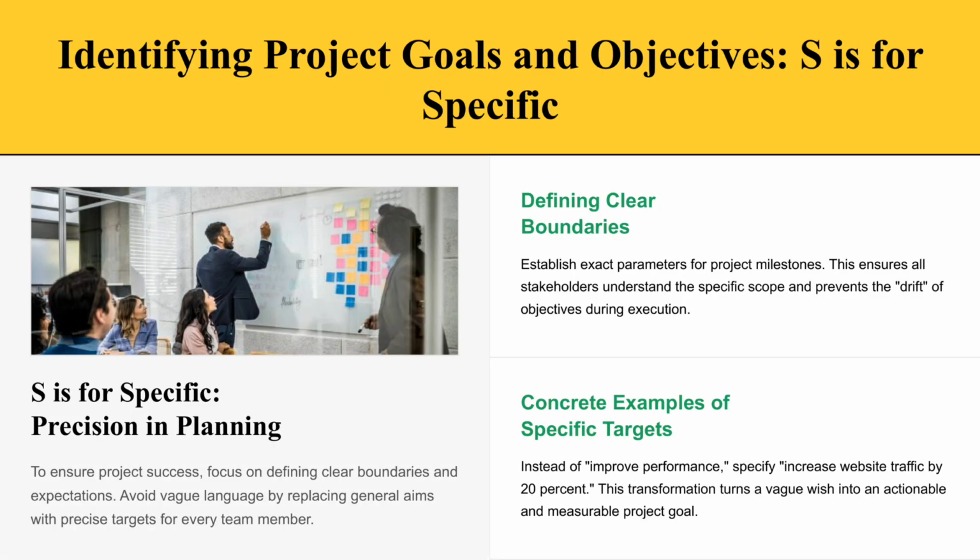Specific goals remove ambiguity by setting clear boundaries and precise targets, ensuring everyone understands what success looks like. Instead of vague phrases like "improve performance," use concrete measures such as "increase website traffic by 20%," which turns a general aim into an actionable target for the team.